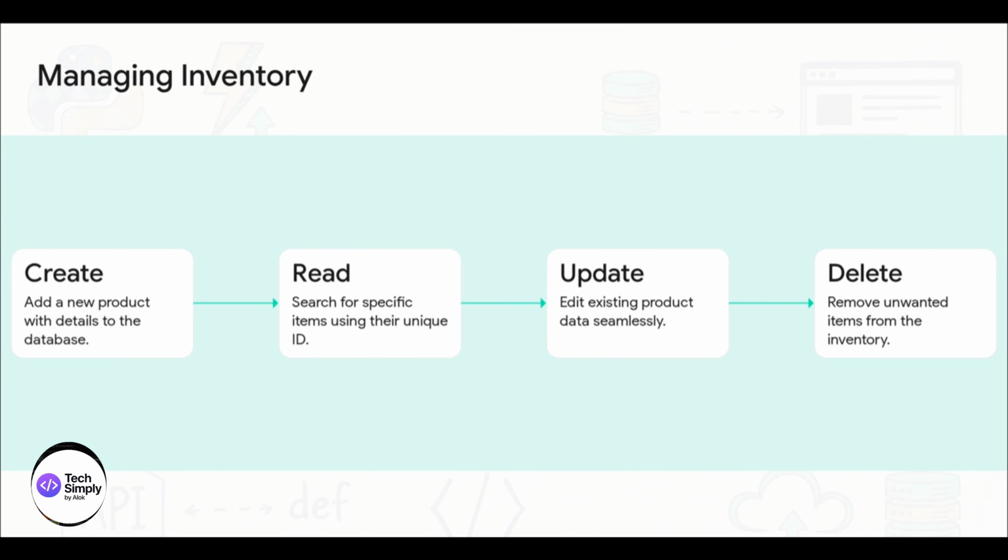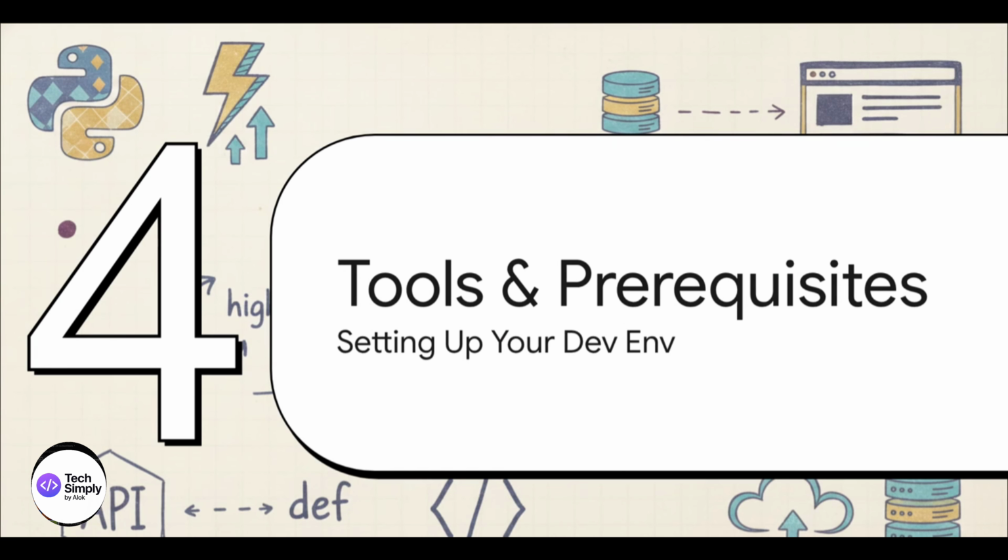Actually, the creator of our source material joked that pens are incredibly important, but hey, for the sake of learning our delete endpoint, they are officially out of the inventory. Which brings us to Section 4, Tools and Prerequisites.